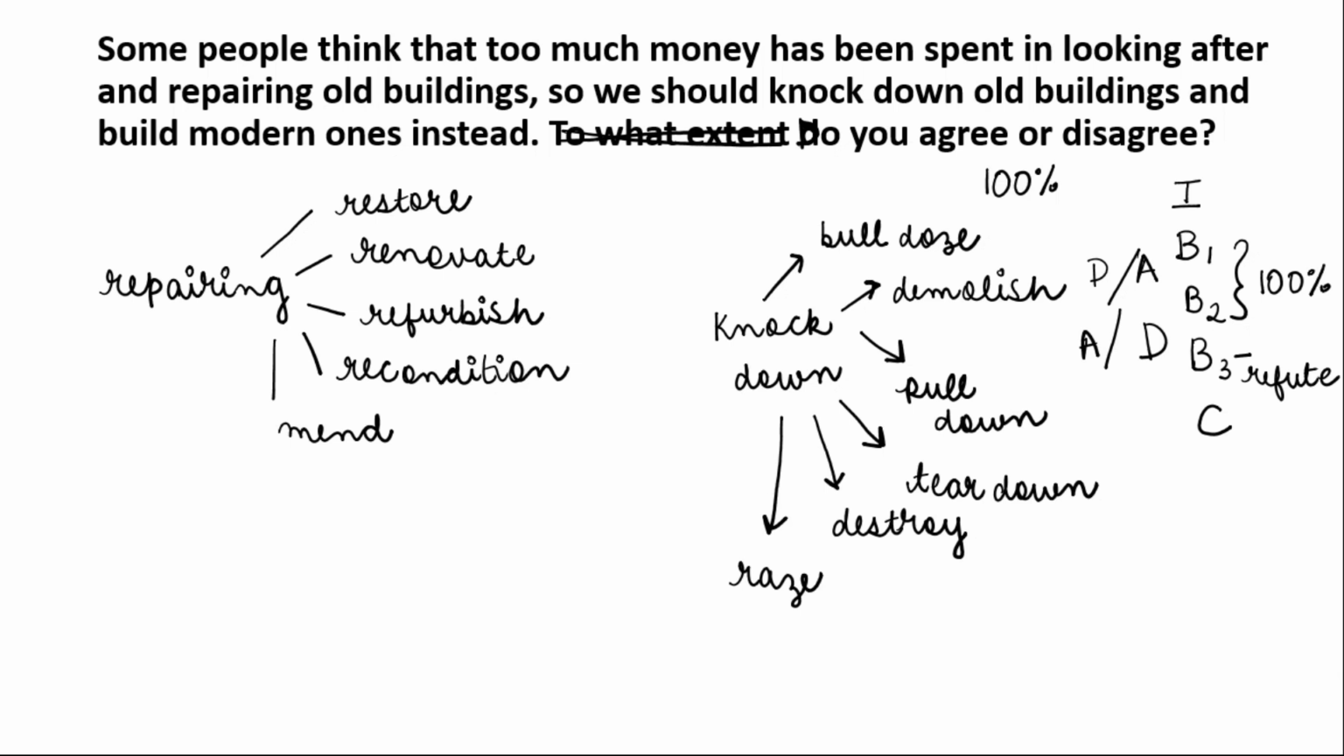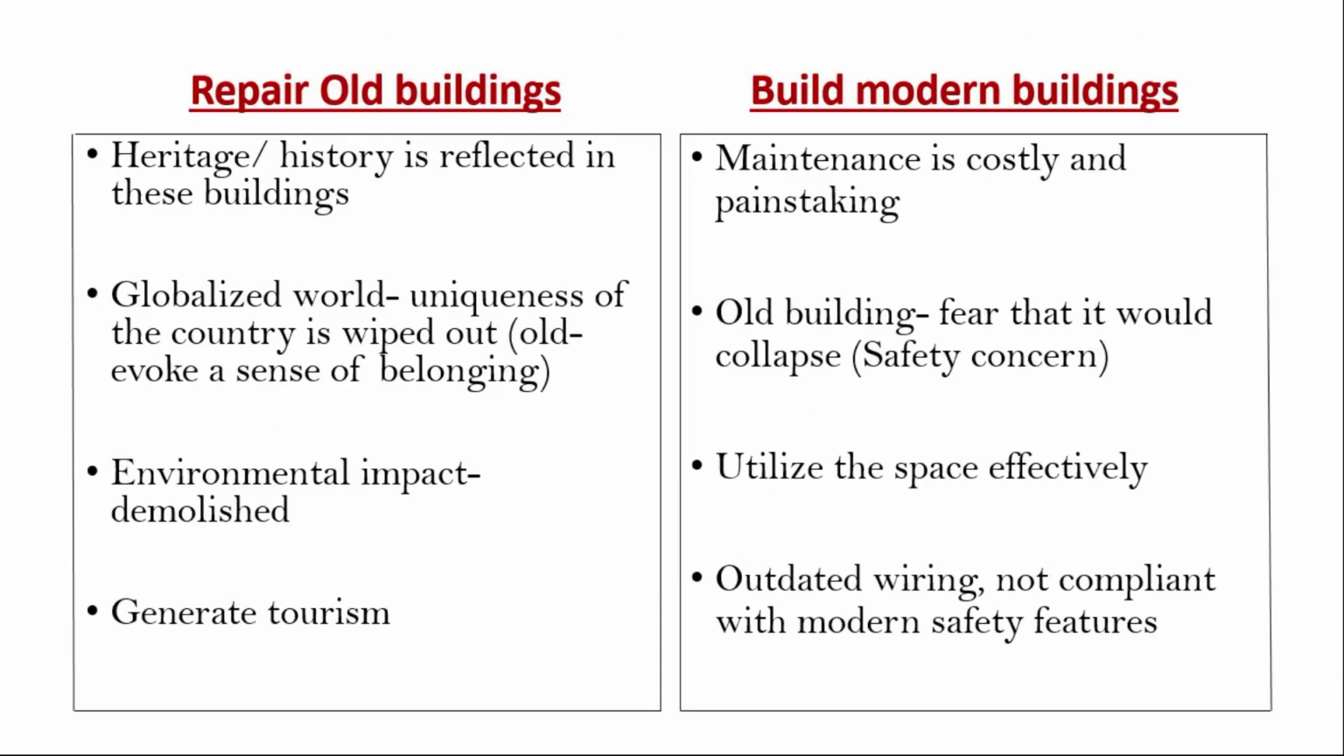So now let's go into the brainstorming of the points. I have written certain bullet points for repairing old buildings. Why is it always better to repair old buildings? Because these old buildings reflect the heritage and the history of the particular place. If we demolish these buildings, then it is causing irreversible loss to the cultural heritage, which will impact the future generations because they will never get a glimpse of the rich culture or the past of that particular country.